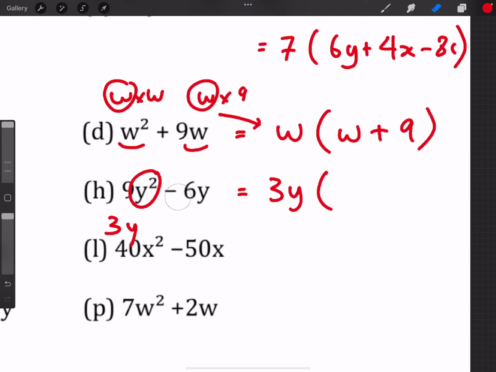And what's inside? Well, let's see. What is 9y squared divided by 3y? One of the y's will go. 3 will go into the 9 three times. So the answer is 3y. Looks a bit messy there, but that's 3y. Minus, what's 6y divided by 3y? That's just 2. There you go.